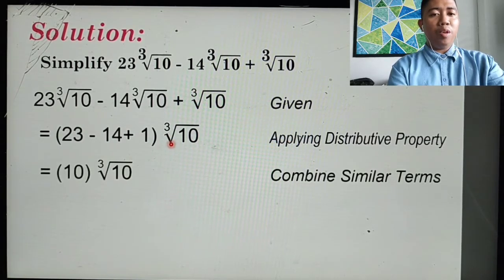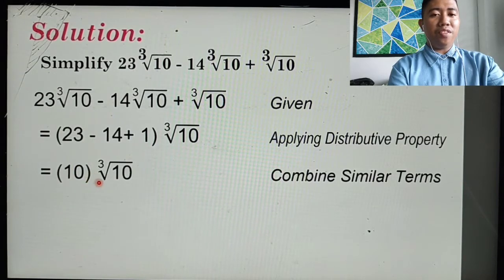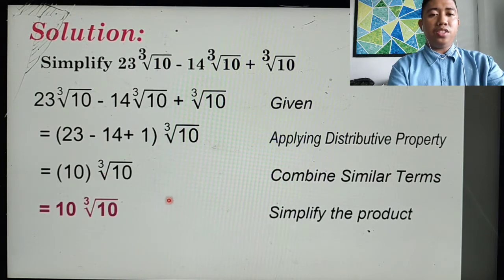After that, we're going to combine similar terms. So that is 23 minus 14 plus 1 times the cube root of 10, it becomes 10. Okay? So 10 times the cube root of 10. And after that, you will be going to simplify this product. So eliminating the parentheses, it becomes 10 times the cube root of 10, and that is our final answer. Let us proceed to another illustrative example, number 3.